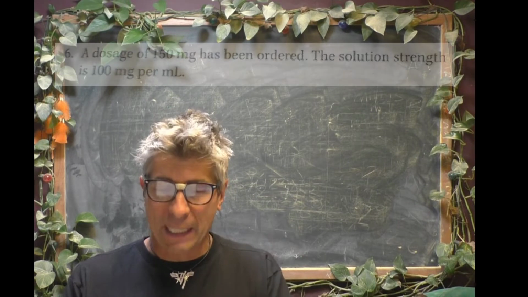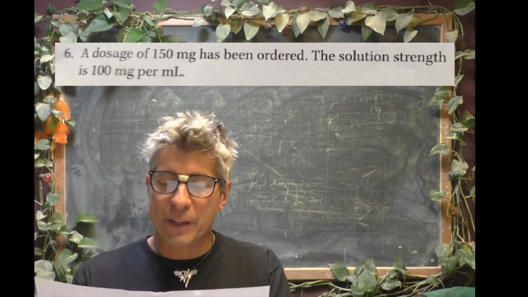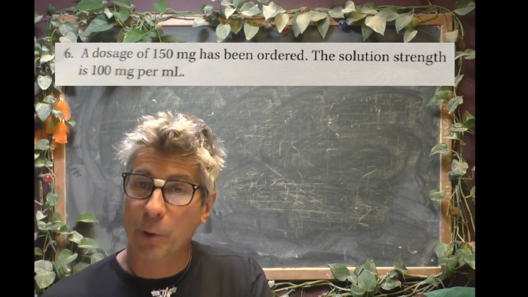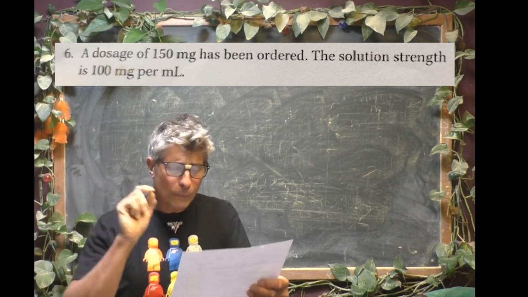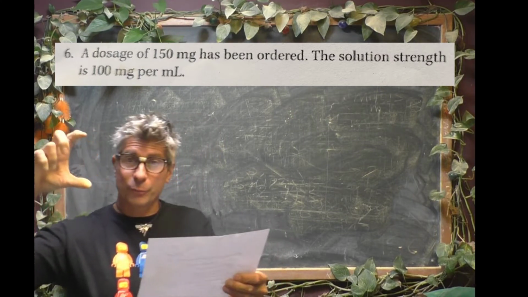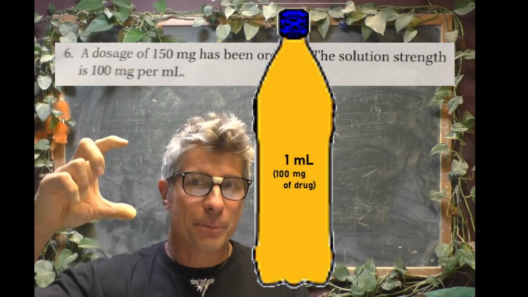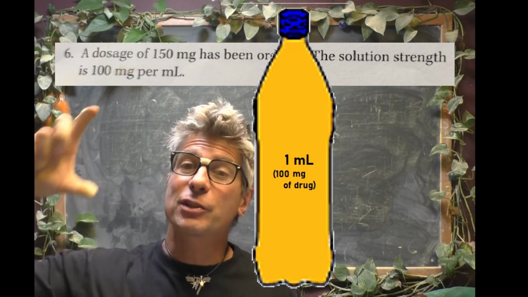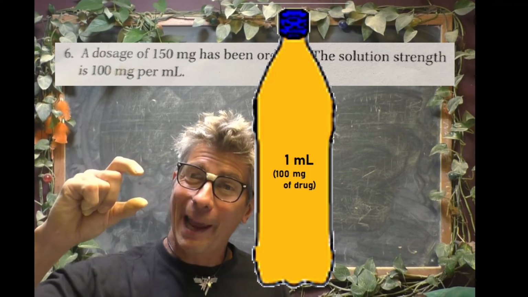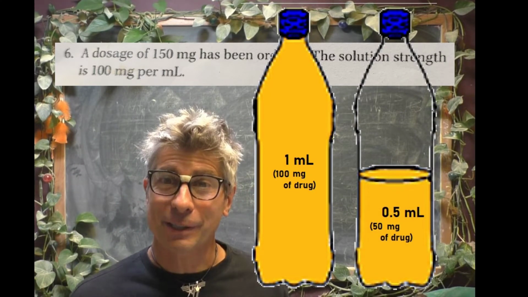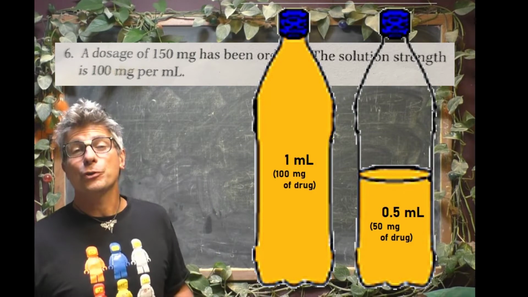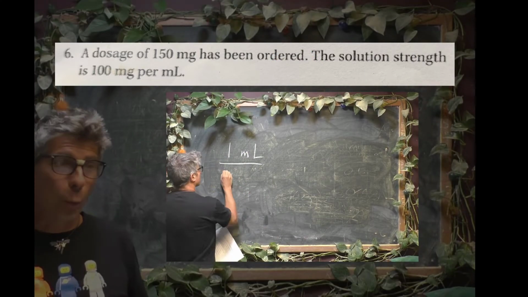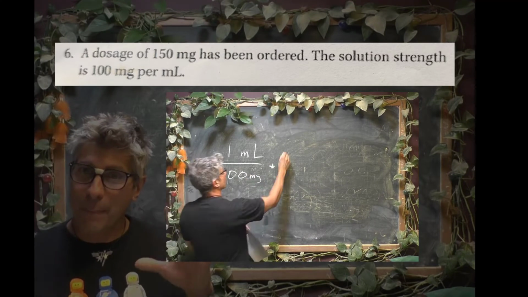Number 6. Here's a good example. A dosage of 150 milligrams has been ordered. The solution strength is 100 milligrams per milliliter. So, you know that each bottle of whatever this drug is has 100 milligrams in it. You need 150. That means you need a full bottle plus half a bottle. That's 1.5 doses. Boom! Again, you can work the math like we've done it on the board, but it works just fine mentally if you can do that math in your head.